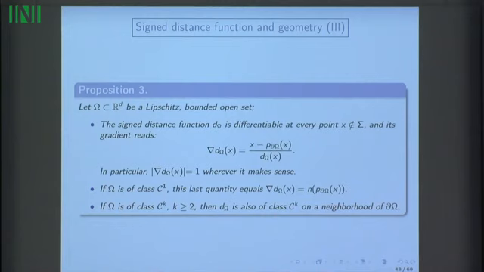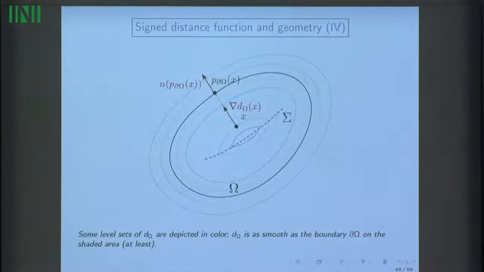And additionally, if the shape is at least of class C², then it can be seen that d_Ω is also of class C² on a small neighborhood, a tubular neighborhood of the boundary. So for instance, our shape is here. When we are at a point x, the gradient of the signed distance function is normal to the isolines, which are here, but this coincides also with the normal at the projection point, which is here. And on a small neighborhood of the boundary, which actually goes outside the skeleton, the signed distance function is differentiable, of class C² actually.